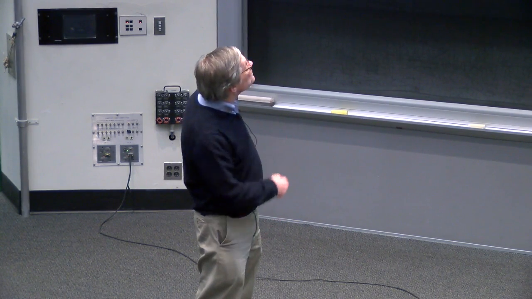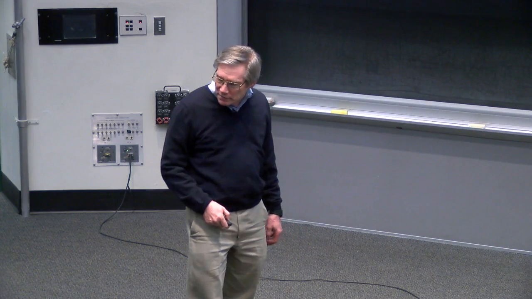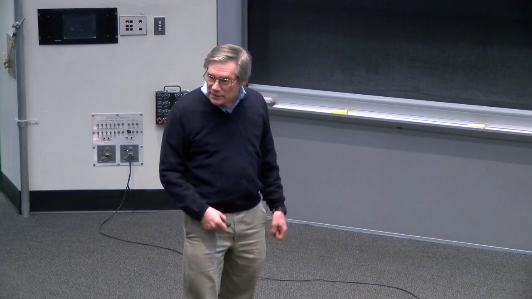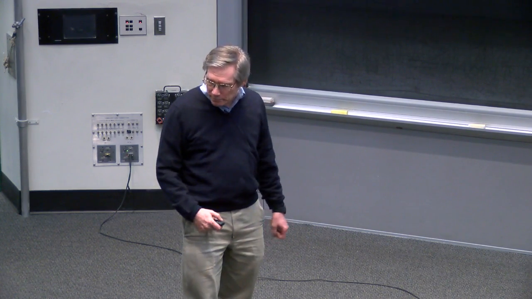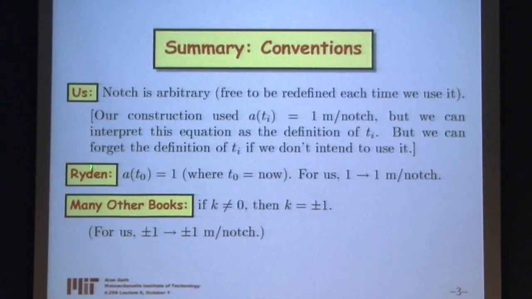So the bottom line then is simply that for us, the notch is an undefined unit of distance in the co-moving coordinate system. Other people use different definitions. Ryden, for example, uses the definition where a of t sub 0, a at the present time, is equal to 1. And we would interpret that as meaning 1 meter per notch today. And that's a perfectly good definition. And we can use it whenever we want because our notch is initially undefined.